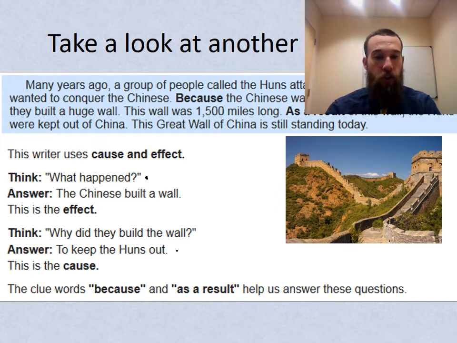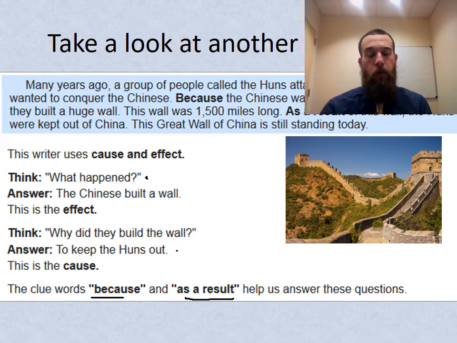So we see those clue words: because and as a result. So we know that as a result, that's going to be our thing that is the effect. So that keyword helps us see that relationship, because they won't always be in order. It won't always be the cause first and then the effect. Sometimes we'll see this was the effect and now here's what's causing it.